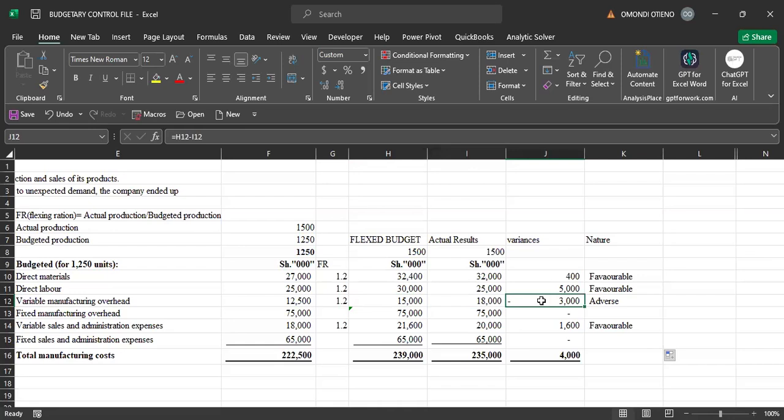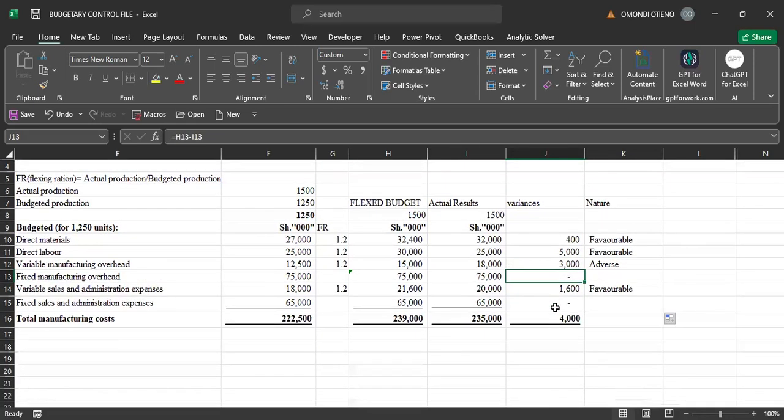That negative variance is referred to as adverse. Then this condition here, for the fixed manufacturing overheads, the budget was 75,000. Actual results, 75,000 was actually incurred. So we don't have any variance here. What was budgeted is what was actually spent. So the variance is actually not there.